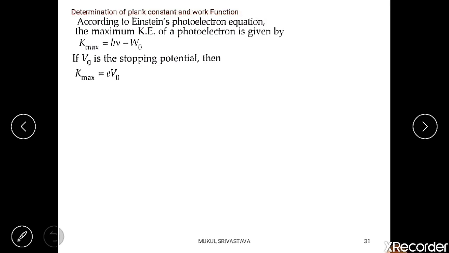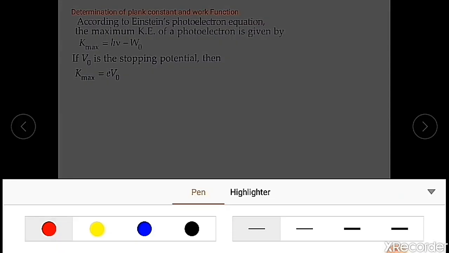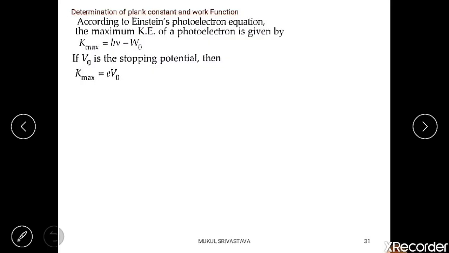V naught is representing the stopping potential here. This eV naught is representing the maximum kinetic energy of the photoelectron.